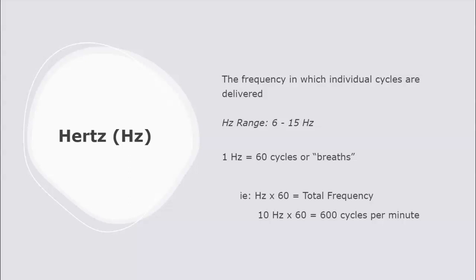Again, I like to start around the middle. I like to start at a hertz of 10 and then go up or down as needed. So 10 times 60 cycles would be 600 breaths. And you can see we have a little math equation down here. So whatever my hertz was times 60 is our total frequency. 10 hertz times 60, 600 cycles per minute. Or you could call it breaths per minute, whatever you prefer. I like to think of hertz as my big bites, which we will talk about in the next slide.